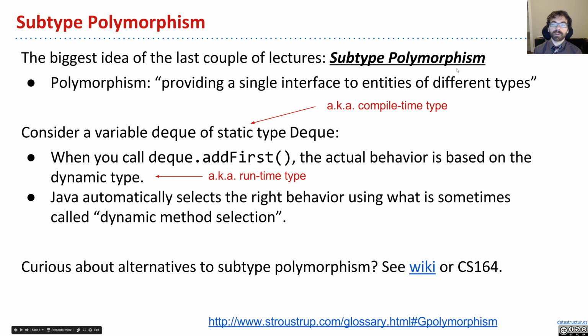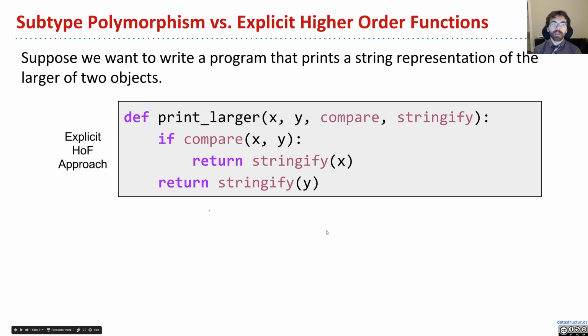Now there are other types of polymorphism. We're going to see an example in a moment, but if you want more, there are other classes at Berkeley, for example CS164, that discuss this, and there's also a wonderful Wikipedia article you can check out. But let's see an alternate example. Let's see why polymorphism is even a big deal. Suppose we want to write a program that prints out the string representation of the larger of two objects.